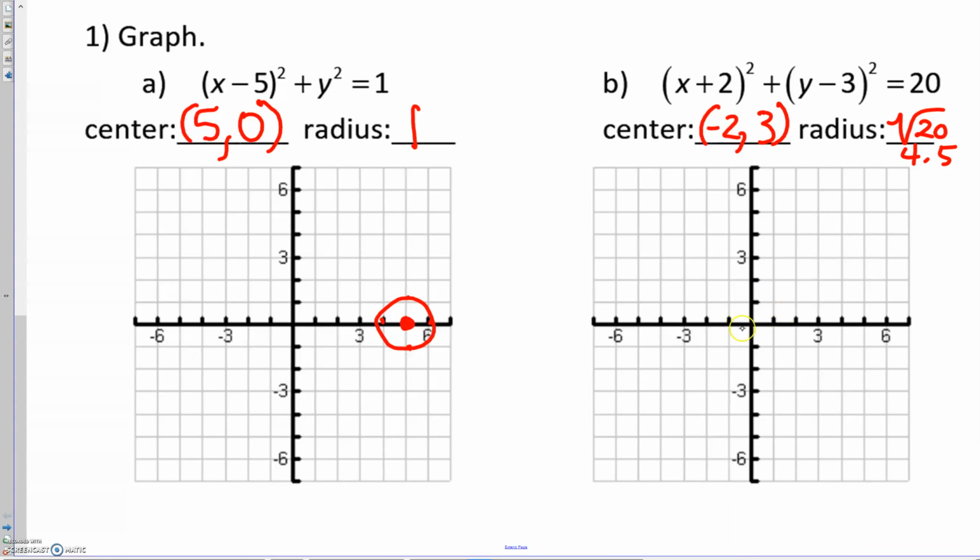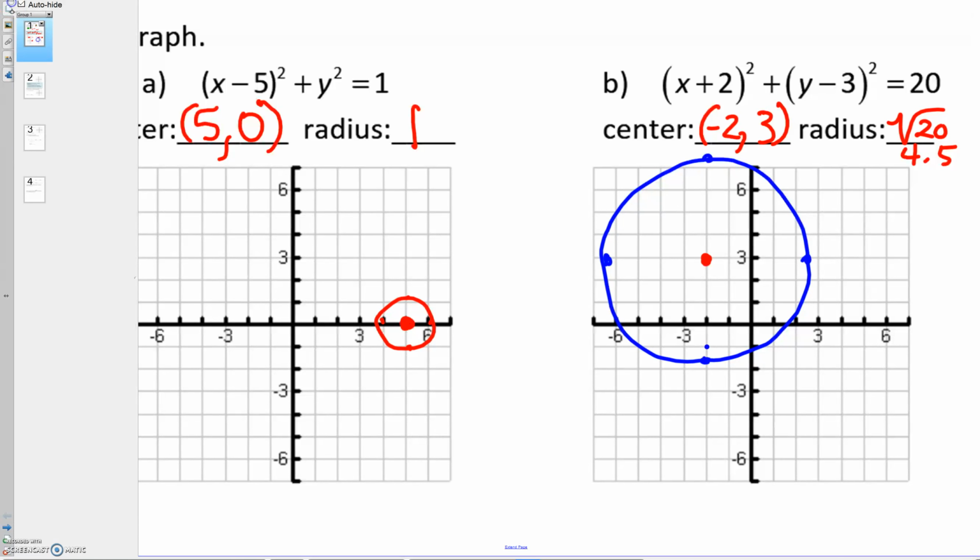So at the point -2, 3 for my center, and then my radius is about 4.5. So 1, 2, 3, 4, right about here. 1, 2, 3, 4, just here. 1, 2, 3, 4 here, and 1, 2, 3, 4, right about here. So we have to estimate that radius just a little bit.